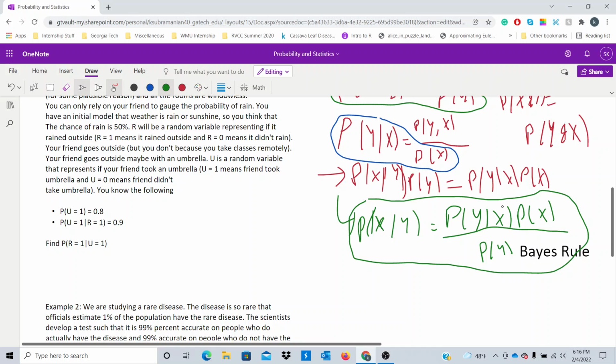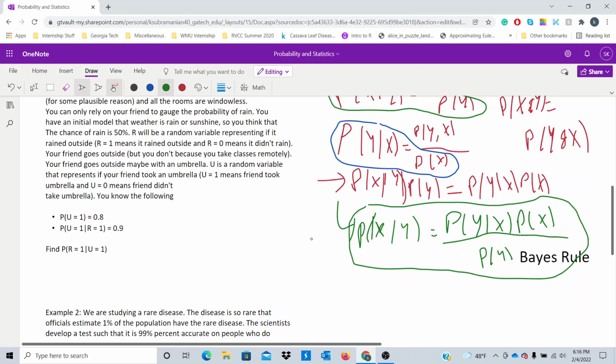But notice that we have the probability of y down in our denominator, right? So we're going to talk about finding the probability of y, and it'll make a lot more sense in the example that we'll go through. So keep this in mind. This is the definition of Bayes' rule. So with that being said, let's actually go through the examples.